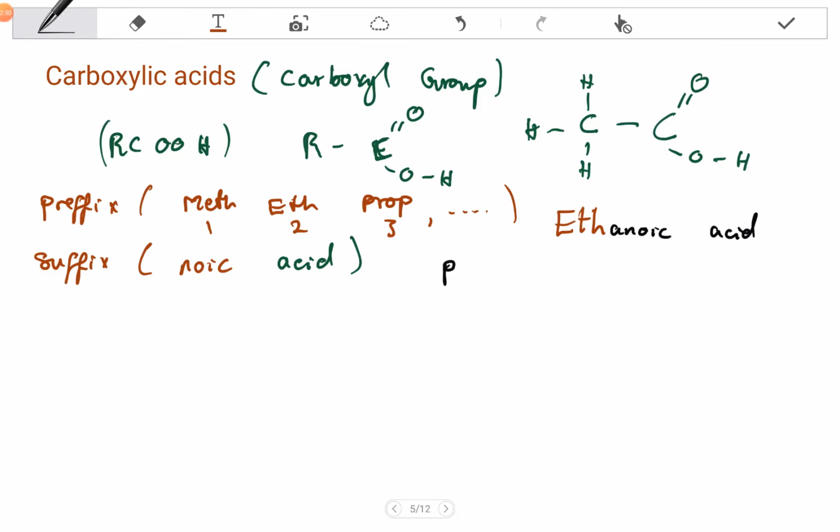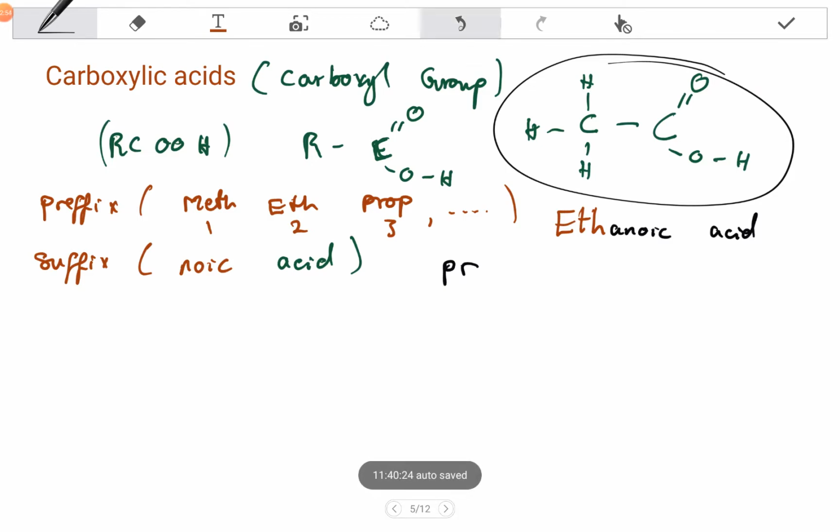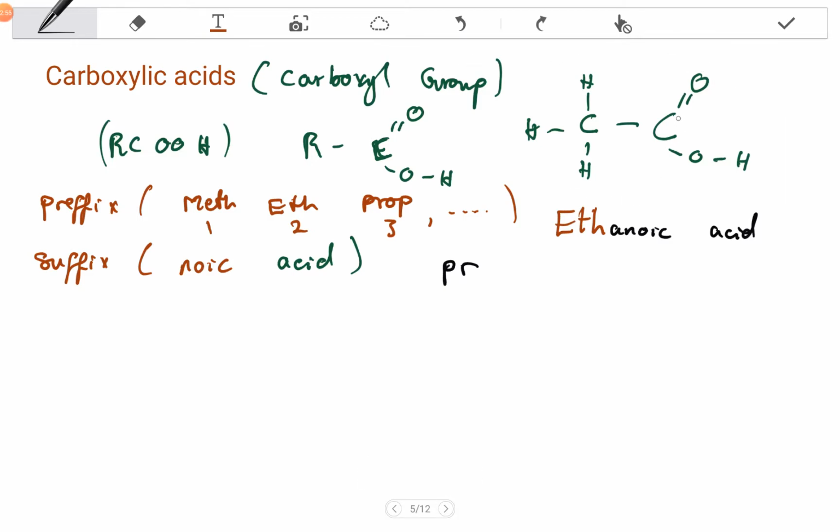Can you draw the structure of this? And again, for the carboxylic acid, we don't mention the position of the functional group because it's always at the end or at the starting point, depending on how you want to mention it. For me, I prefer the end. So it's always here, it will never change. Okay, so can you give the IUPAC name of this? Propanoic acid.